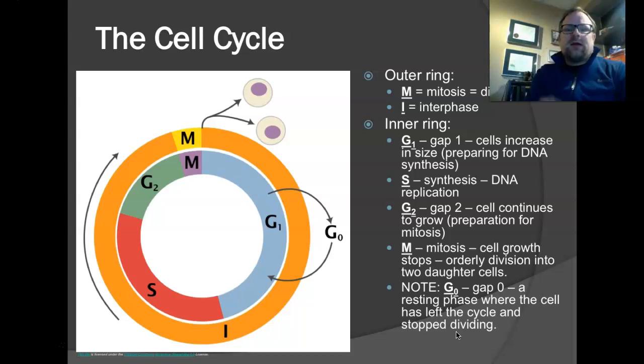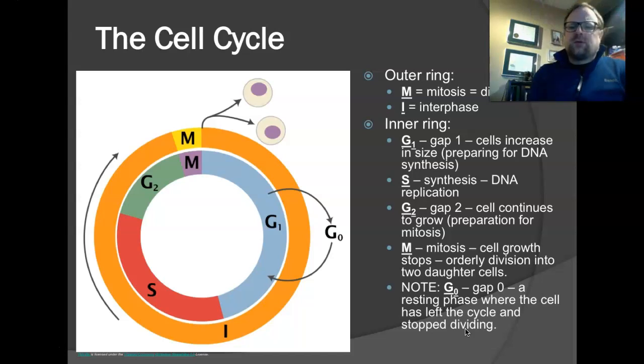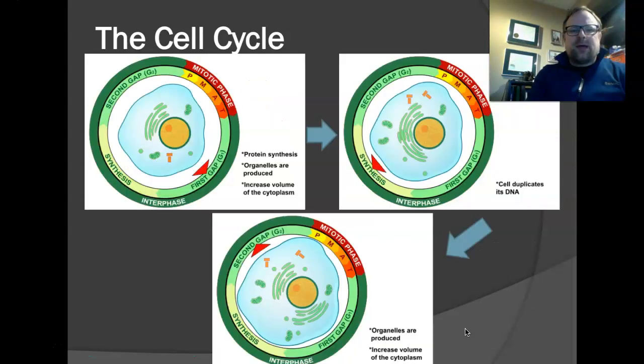What I want you to be able to do from the cell cycle is to break it apart into those two broad categories, and then when we're done this section, break interphase into its categories and break mitosis into its categories, and tell me what's going on in each of those smaller categories or subcategories.